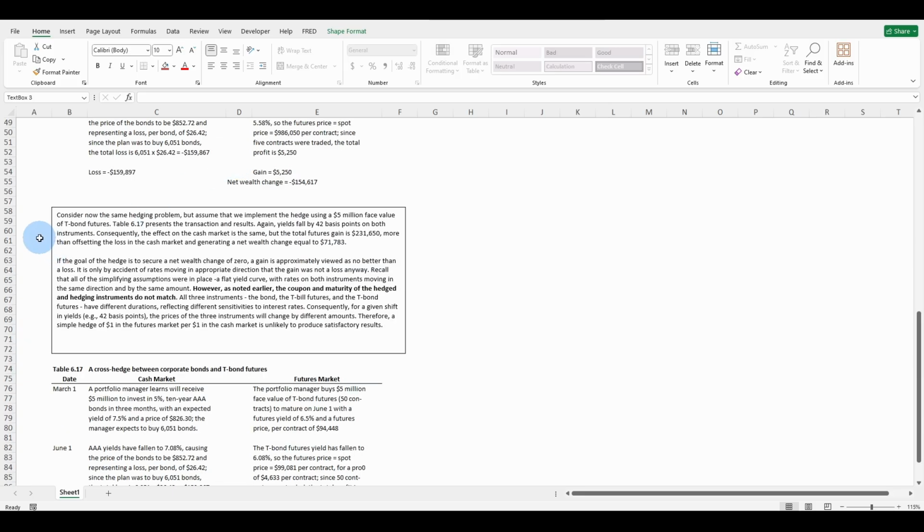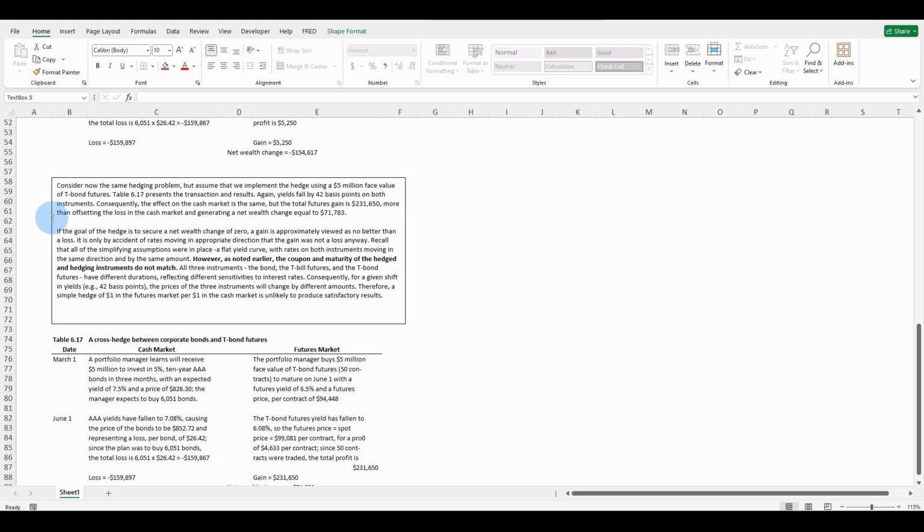Consider now the same hedging problem, but assume that we implement the hedge using $5 million face value of T-bond futures. We were using T-bills in the previous example. Table 6.17 presents the transaction and results. Again, yields fall by 42 basis points on both instruments. Consequently, the effect on the cash market is the same, but the total futures gain is $231,650, more than offsetting the loss in the cash market and generating a net wealth change of $71,783. The goal of the hedge is to secure a net wealth change of zero.